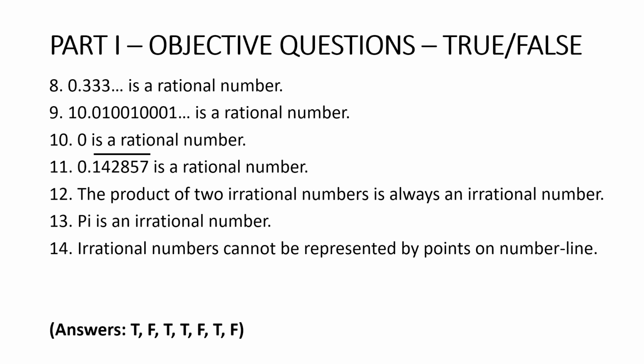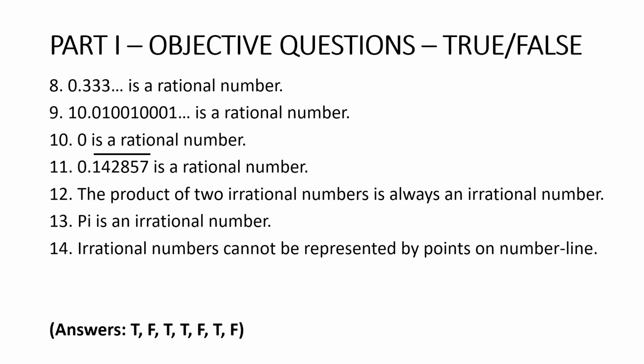0.142857 bar is a rational number. This statement is true. Why? Because bar means these digits are repeated. So it is 0.142857, 142857. Again it is repeated. So it is non-terminating and repeating. So it will be a rational number.